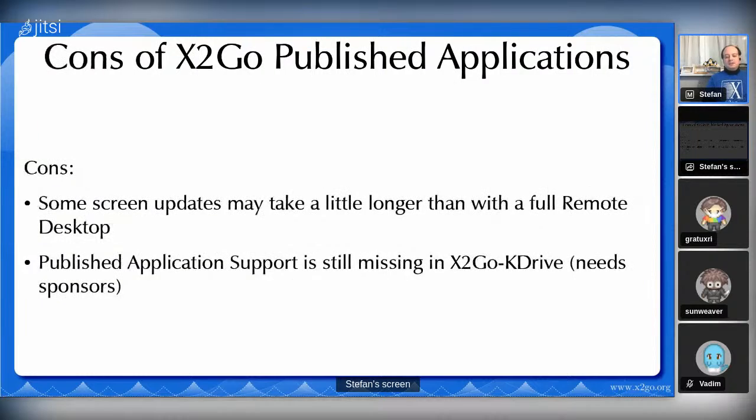Now, of course, there are also some cons to using published applications. One is that screen updates may take a little longer than with a full remote desktop. This has to do with how these windows are being overlaid on your screen and how they interact with local windows and the local desktop background. However, they will still be almost as fast as a regular X2Go NX desktop session, and absolutely way faster than screen sharing or VNC.